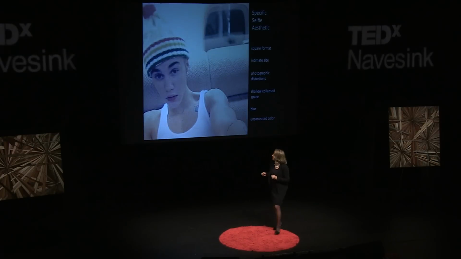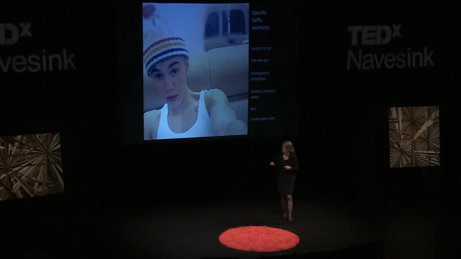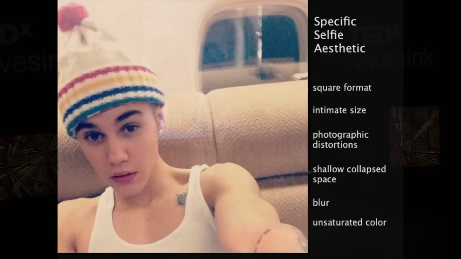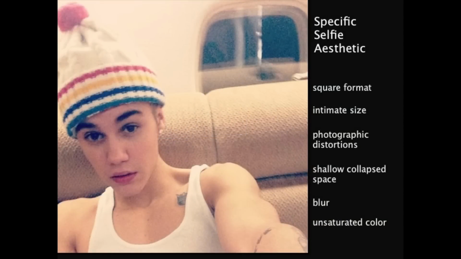The medium itself has a very specific aesthetic. First of all, most selfies have a square format. Usually they're viewed on an intimate scale, maybe on your cell phone or mobile device. They have a very specific photographic distortion, which usually is from the arm's length proximity of the camera lens. So this can make your face distorted or maybe part of the background distorted. And then also because of the arm's length proximity, the picture itself has a very shallow, collapsed sense of space.